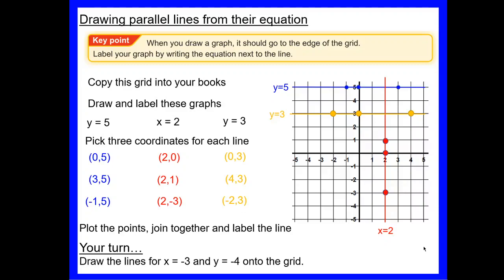Okay then, so now it's your turn. You need to add to this same grid lines for x equals -3 and y equals -4. So pause the video, have a go at those now in your book.